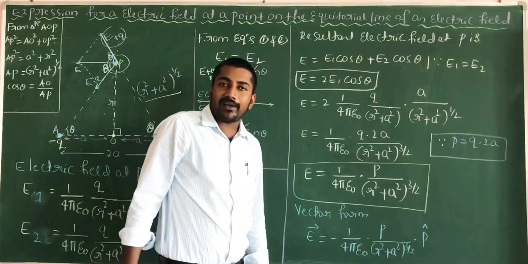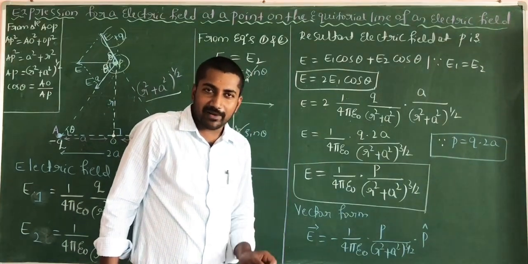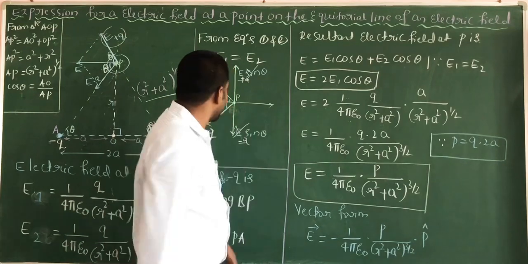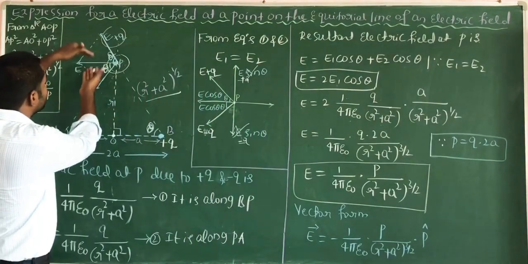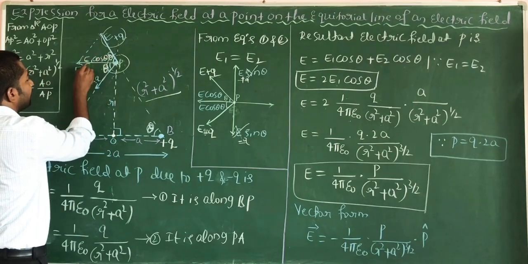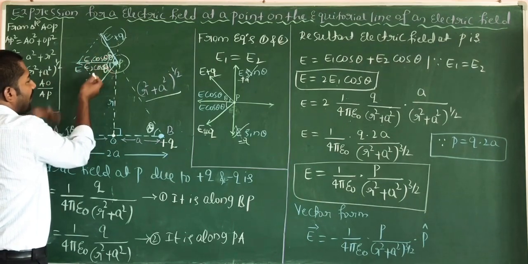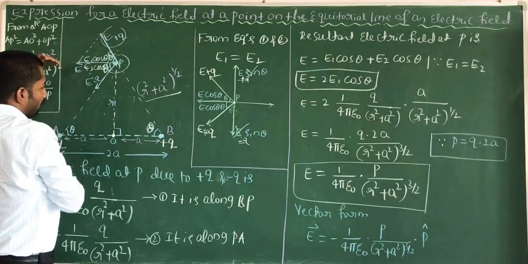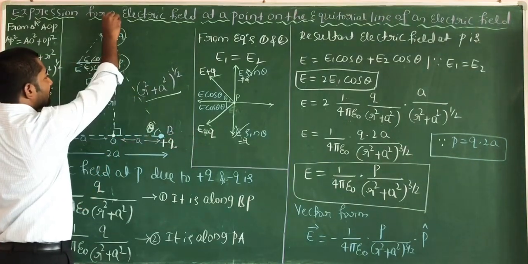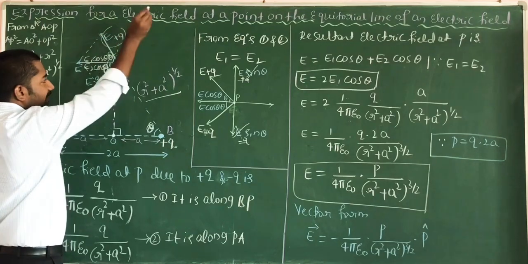Here cos theta is equal to adjacent divided by hypotenuse, because the sine components will cancel each other. Here we have only to add these two components. This is E1 cos theta and this is E2 cos theta. We add these two components because they are parallel to this axis. Here, this is E1 sin theta and E2 sin theta, and they cancel each other.